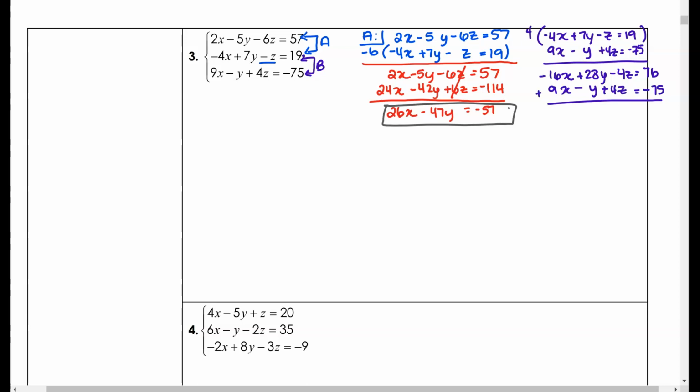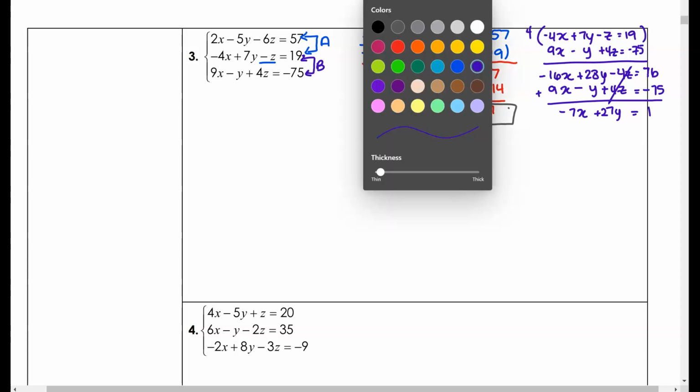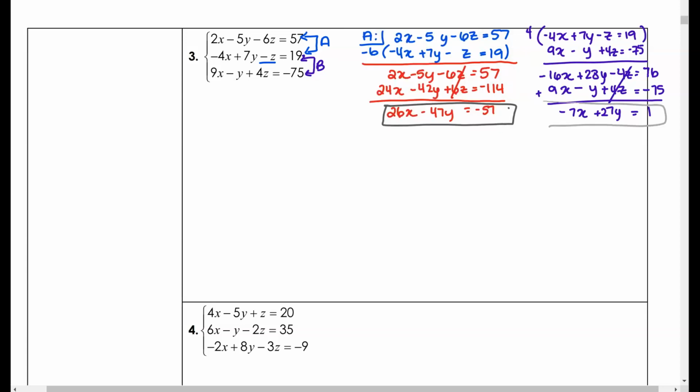We're going to go ahead and combine these two, so we end up with our z's going away. 16x plus 9x, that's going to give me a negative 7x. 28y minus y gives me a positive 27y. Our z's are gone. 76 minus 75 gives me a 1. So here is our next equation.